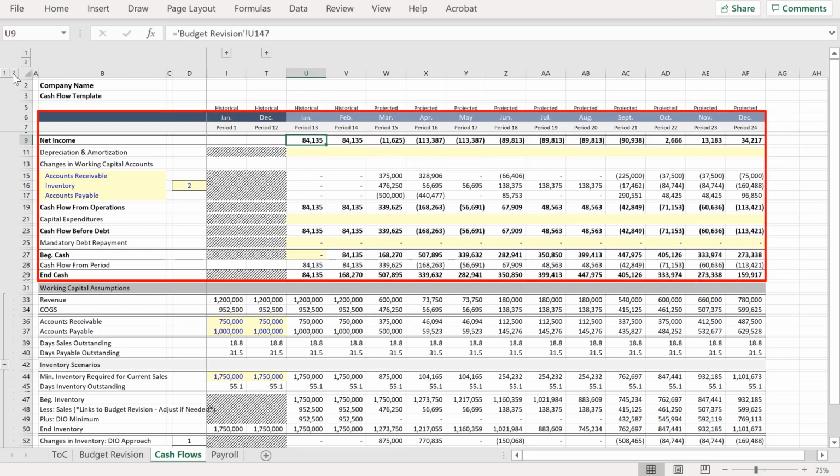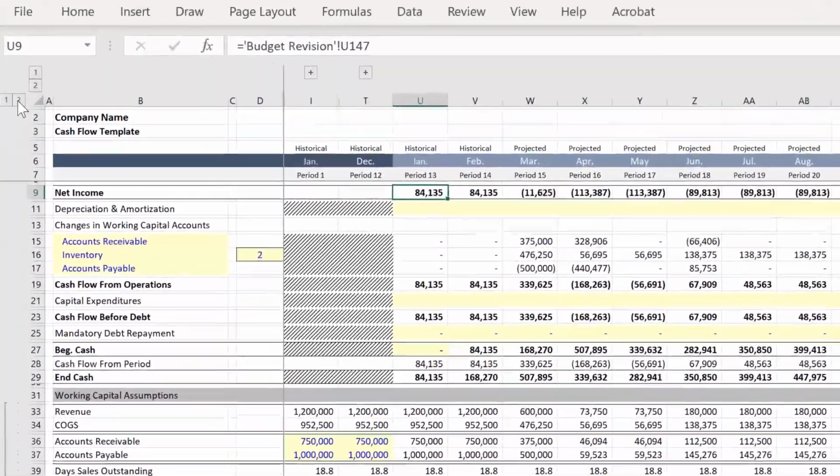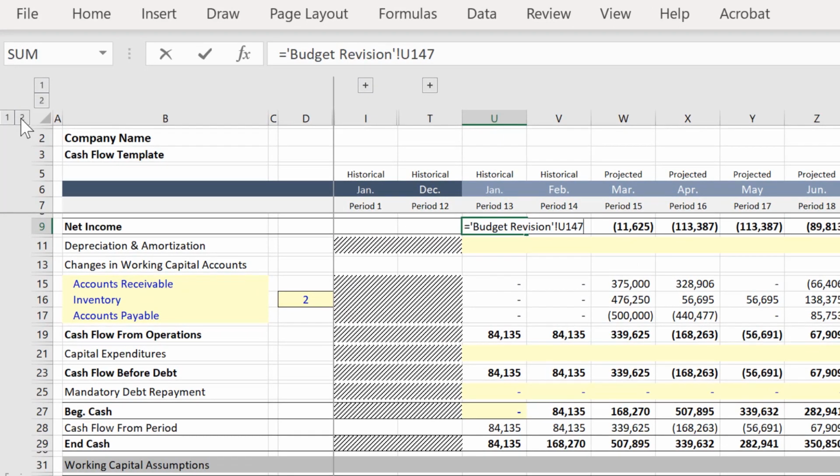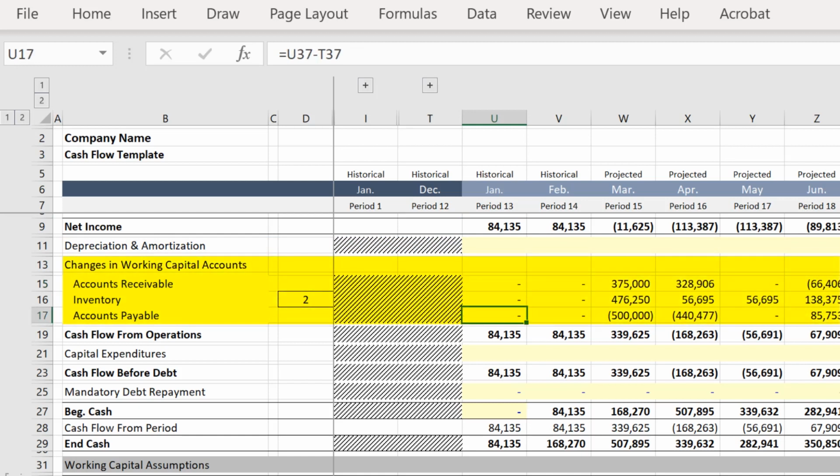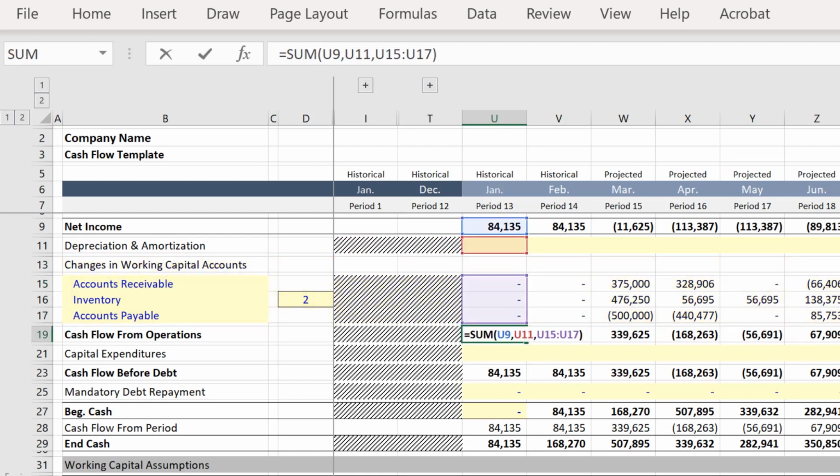Now the top portion of this tab is effectively a simple cash flow statement. We are starting with net income, pulling from the tab titled Budget Revision, and then adding back non-cash items. Here we only have depreciation and amortization, but you can add anything your business might require. Then below that, we're making adjustments for working capital to arrive at cash flow from operations. I've included 3 accounts frequently found on most balance sheets, but feel free to incorporate additional detail. Next, we have capital expenditures, which has been left blank for your purposes, which gets us to cash flow before debt.